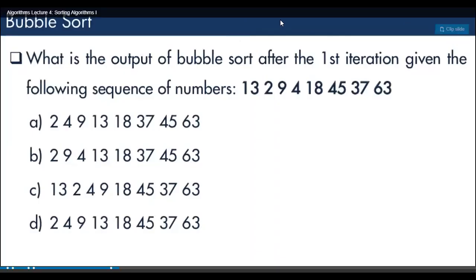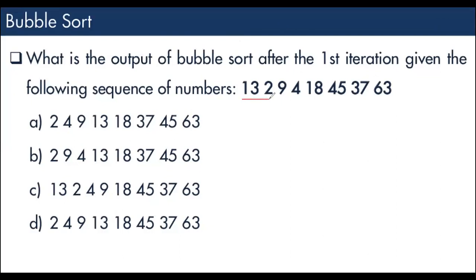So first of all, we know that in the bubble sort we compare the adjacent elements, right? So if we compare 13 and 2, obviously they will swap position. And then we'll compare 13 and 9, they will swap position. We'll compare 13 and 4, they will swap position. That means we are moving 13 from here. Then we'll compare 13 and 18, they will not swap position. Then we'll compare 18 and 45, they will not swap. 45 and 37, they will swap. So they will also swap position, and finally we'll have 63 at the last.